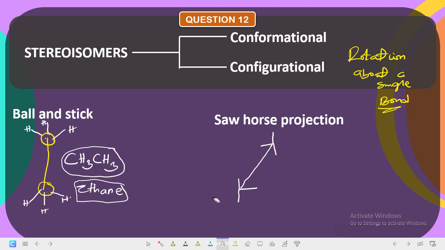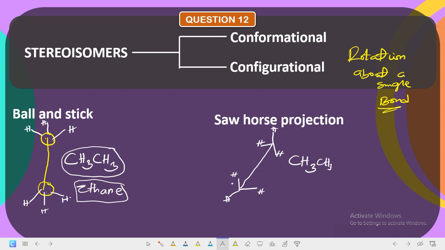Now this is the sawhorse projection, where each of these points you are seeing here represents a carbon atom. Then these are of course hydrogens. Are you getting it now? If each of these points represents a carbon atom, it means here will be CH3, and this other will also be CH3. So this is what is called the sawhorse projection.